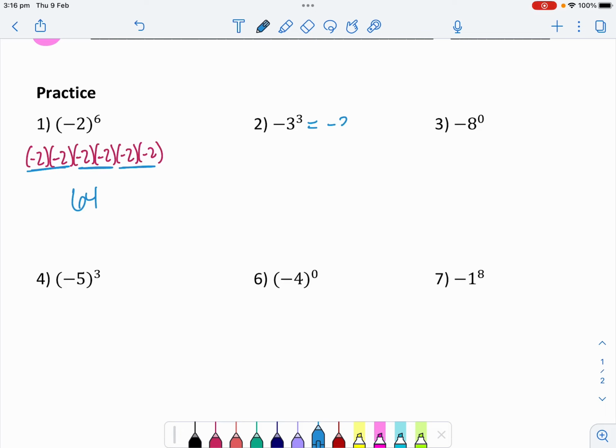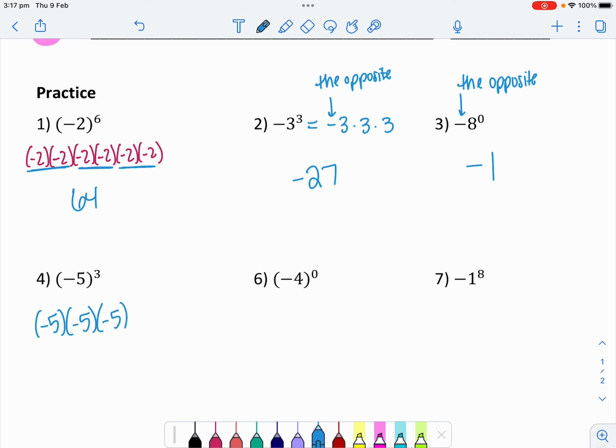Number 2 is going to be negative 3 times 3 times 3. Again, this is read as the opposite of 3 to the third power. 3 to the third power is 27, so my answer is going to be negative 27. This one, same thing. It's going to be the opposite of 8 to the 0 power. 8 to the 0 power is 1, but I want the opposite of that, so negative 1. Here I'm going to have negative 5 to the third power. So this is going to be a negative times a negative is a positive, times one more negative is going to be negative 125.